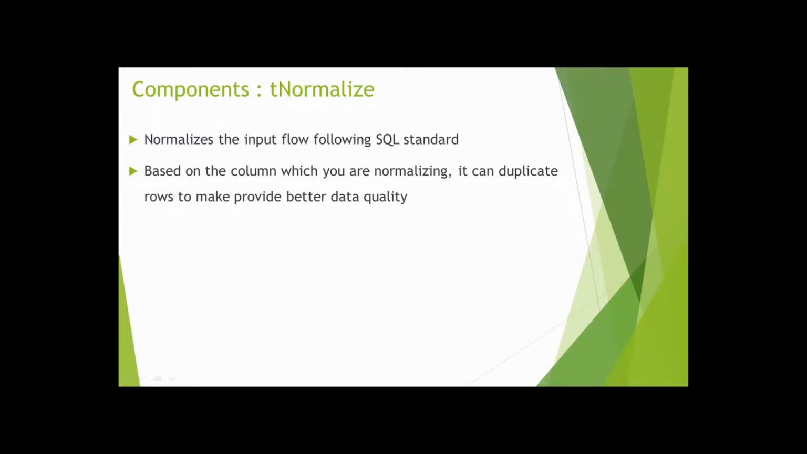In this video, we'll talk about the tNormalize component. This component, tNormalize, is used to normalize your data based on a column that you specify. Based on the column that we specify, it can duplicate the rows to provide us with better data quality. I'm not sure if that makes sense yet or not, but let's jump into my screen and I'll take you through a scenario of where it can be used.